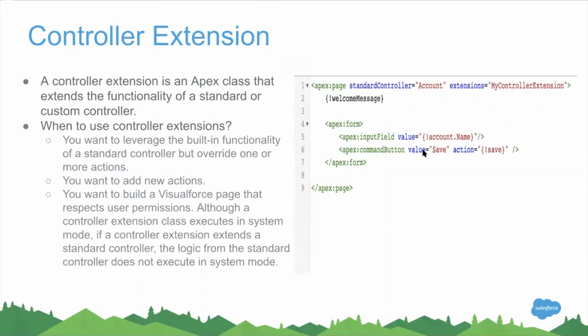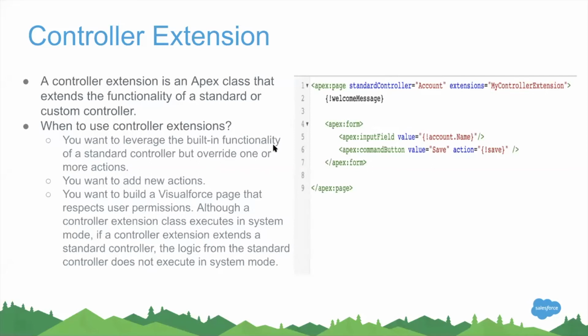If you see on the right hand side, we have a standard controller and extension. You cannot add a standard controller as well as a custom controller at a time. If you want to add an extra controller, you have to specify it using extensions, so that you can specify a number of classes here, comma separated. That's why it is extensions. Here, the extension is a class, just the same as an Apex class, which involves all the customization of your logic.